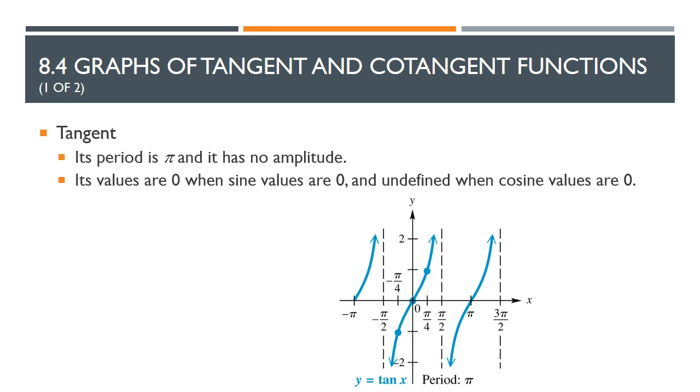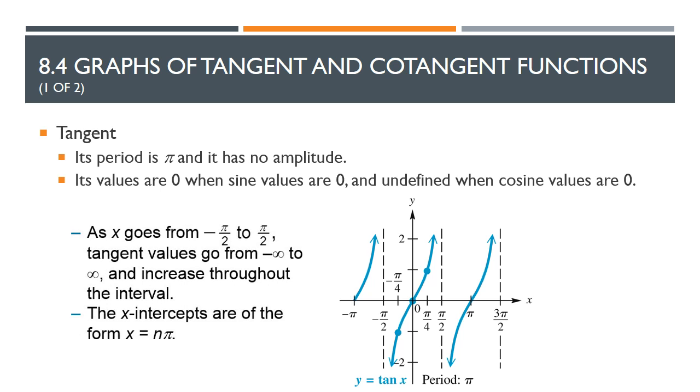It is, again, periodic. It has a period of pi, but it has no amplitude because it continues in the positive and negative y direction without ending. As x goes from negative pi over 2 to pi over 2, the tangent values go from negative infinity to infinity, and that would be one cycle. And the x-intercepts are going to be in the form of x equals n pi. In other words, the same places where the x-intercepts are for the sine curve.